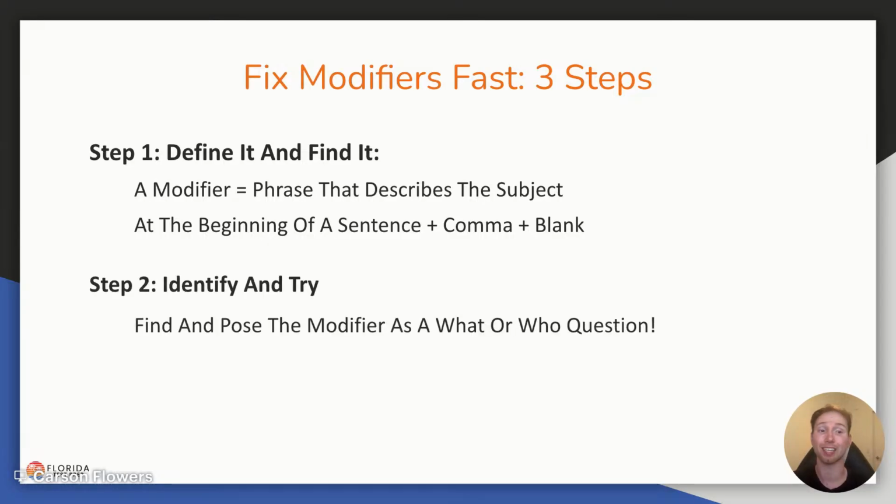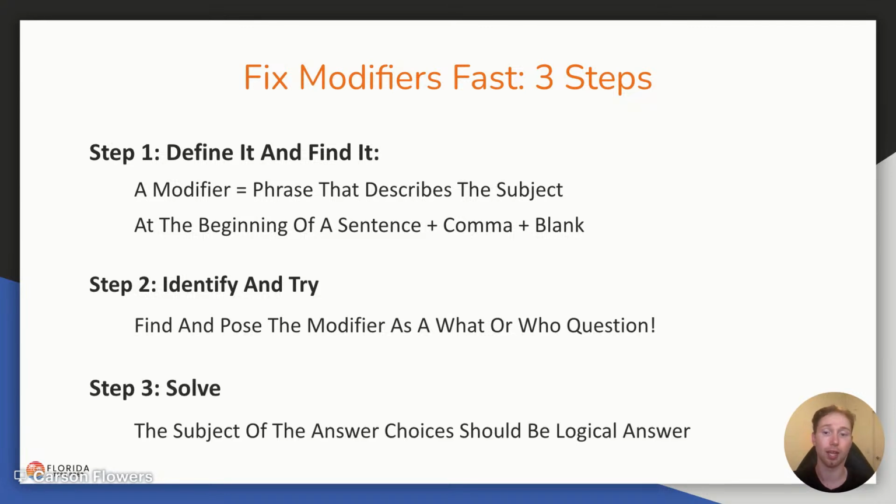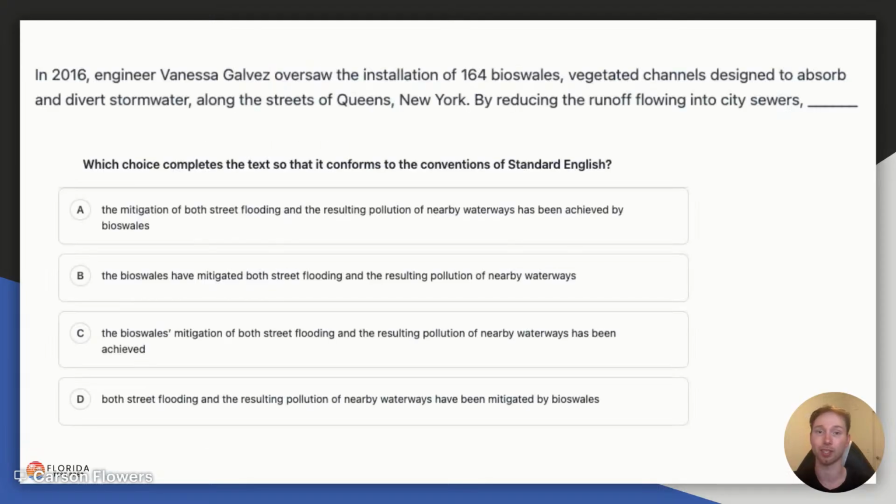Step 2 would be identify and try. You want to find and pose the modifier as a what or who question. Then you would want to solve. The subject of the answer choices will be the logical answer to your what or who question. This will make a lot of sense with this example.